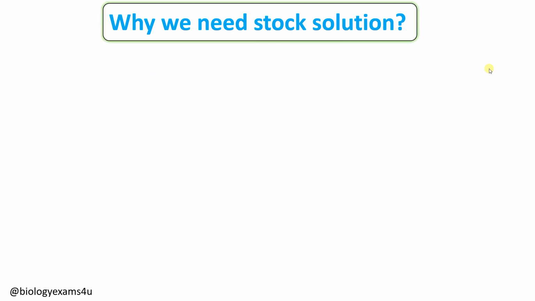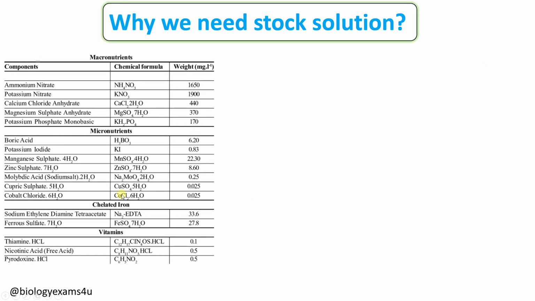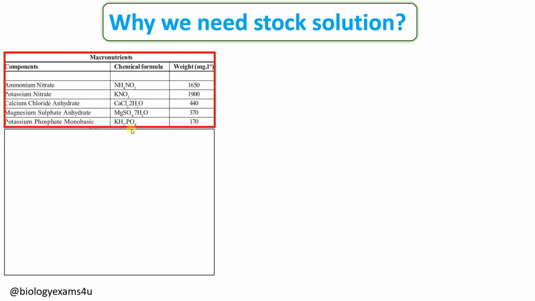Now let us see why we need a stock solution. This is a requirement of MS medium, a very common medium in plant tissue culture. There are different classes: macronutrients, micronutrients, vitamins, chelated iron, etc. We'll be focusing on macronutrients only. There are different chemicals under macronutrients: ammonium nitrate, potassium nitrate, etc. We need to weigh out 1650 mg per liter. This is the concentration needed for preparing MS medium.